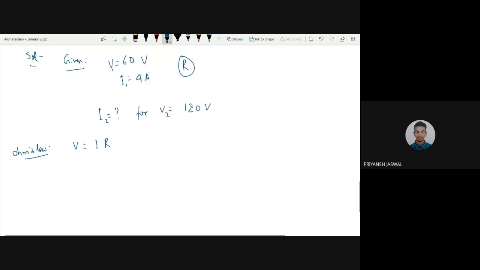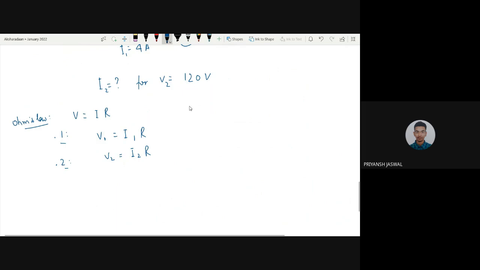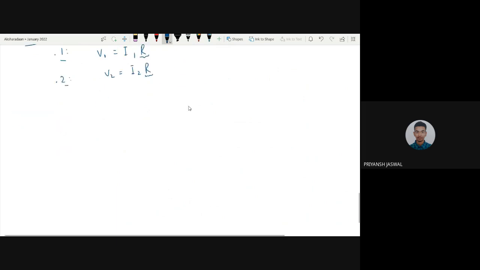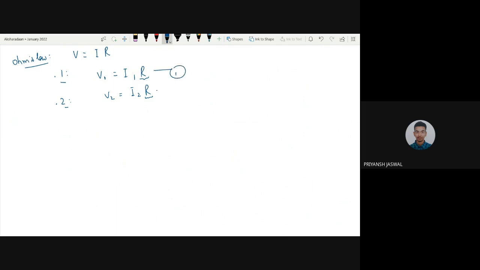From here we can have two cases, that is V1 will be equal to I1 times R, and the second case also will follow Ohm's law, V2 equals I2 times R. R will be the same in both cases as the device is not changing, only the source voltage is changing. So R1 and R2 will be the same, so we only put R and no subscripts. Let's say this is equation 1, this is equation 2.